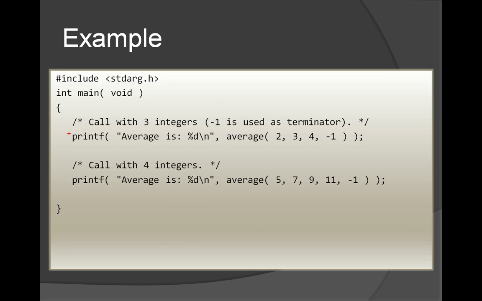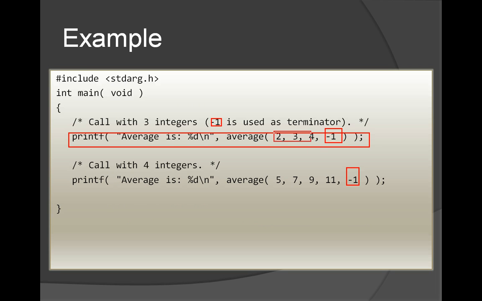So these are the two sample executions. As I mentioned, -1 is the terminator, so this -1 is not part of the summation; we are not summing -1. So this should return 3: 2 plus 3 plus 4, which is 9, divided by 3, which is 3, and this should return 32 divided by 4, which is 8.